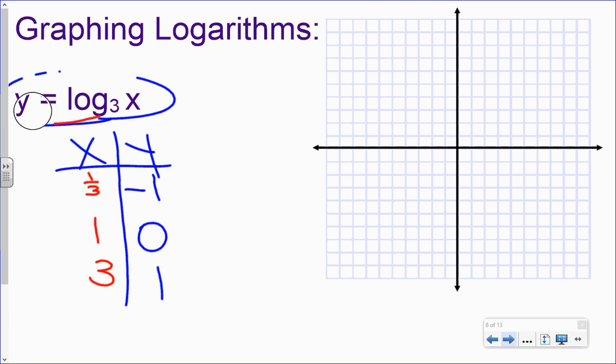So you're going to notice a pattern, right? It's the same coordinates we were talking about yesterday, but they are just inverses now. The x's and y's are switching. So what we're going to have, the parent function will have a vertical asymptote of x equals 0. And then we have (1/3, negative 1), (1, 0), and (3, 1).